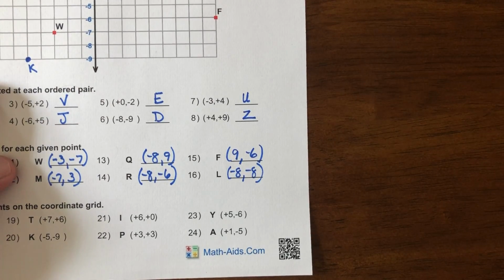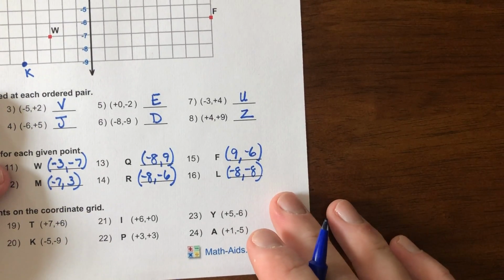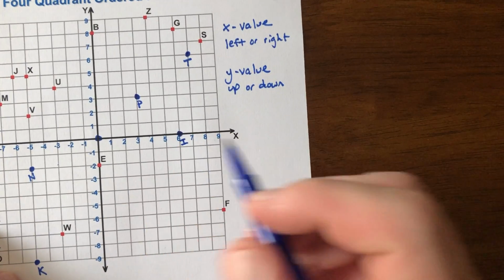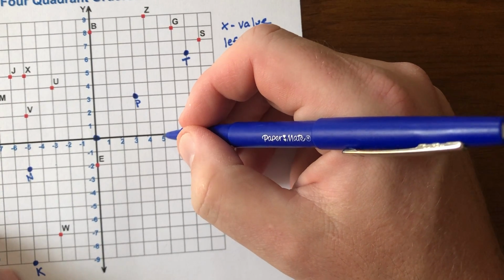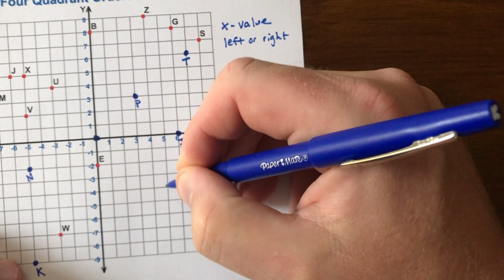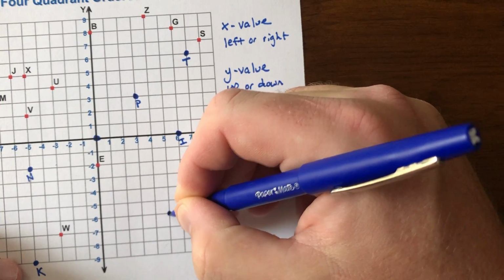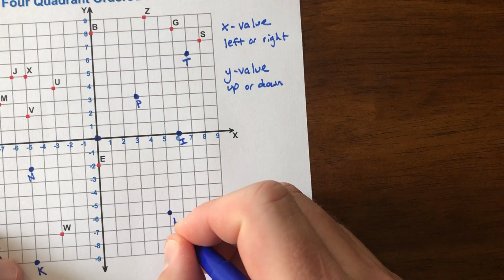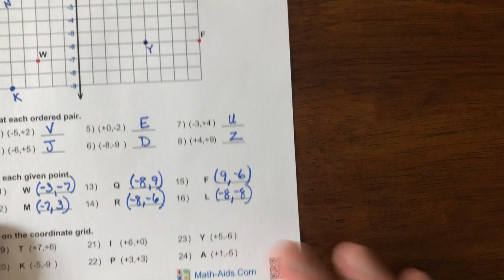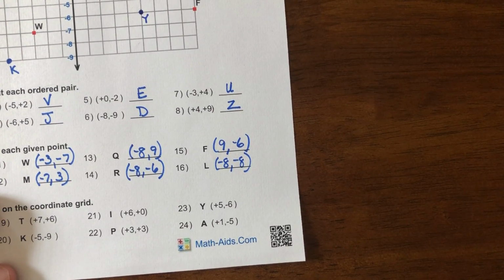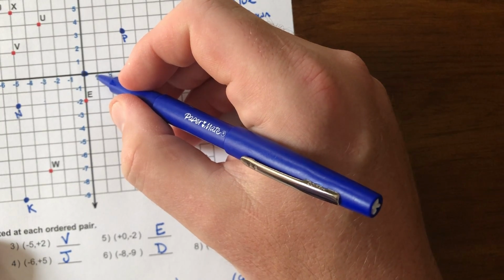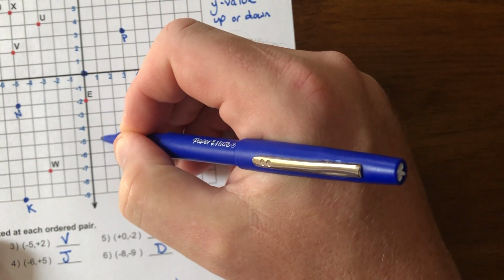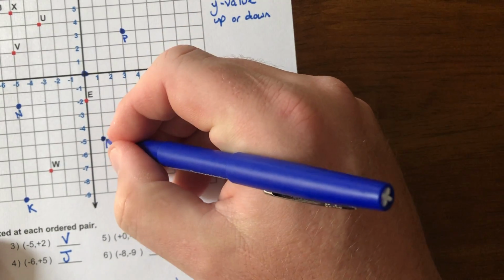Number 23, I have a +5 and a -6. So I'm going to go over to the right 5, 1, 2, 3, 4, 5. My Y value is -6, so I have to go down 6, 1, 2, 3, 4, 5, 6. Put a point there, and that is a Y. And then my last point is a +1 and a -5. So I'm going to go over to the right 1, and then down 5. 1, 2, 3, 4, 5. Put a point there, and that is an A.